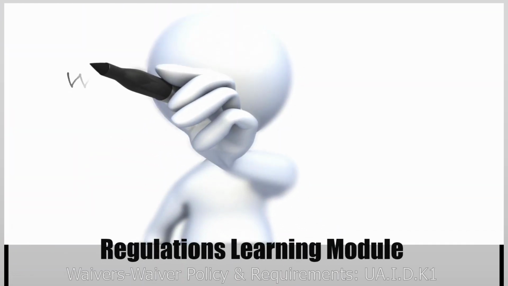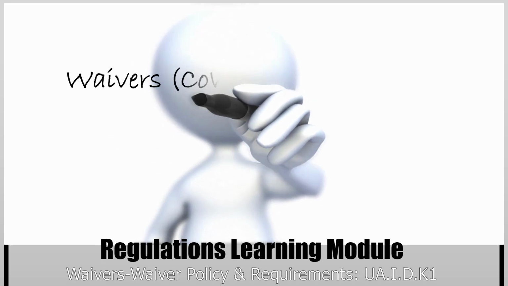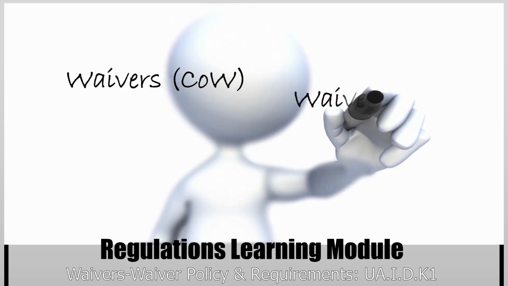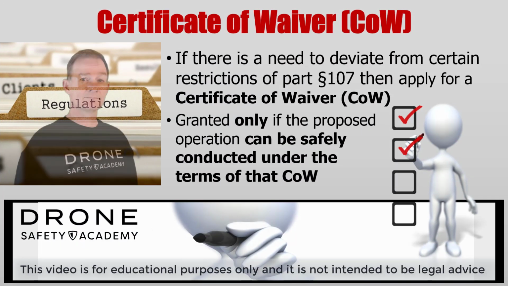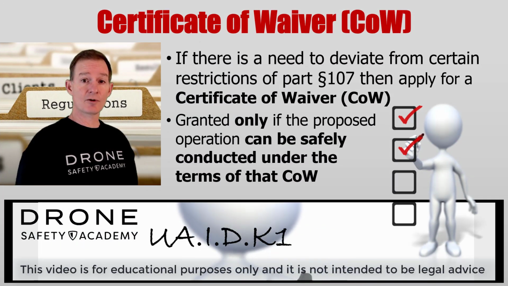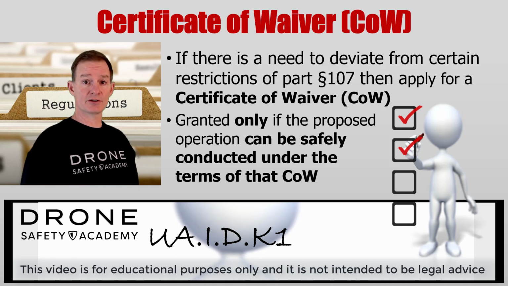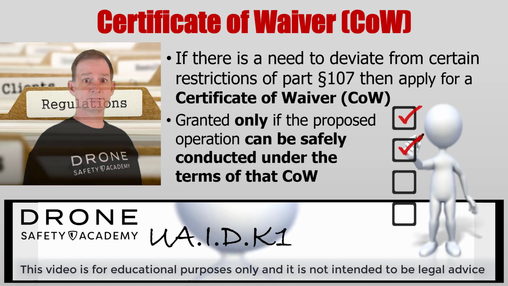Welcome back. In this short section, we'll be talking about Certificate of Waivers and the different waiver types. If there's a need to deviate from the rules and regulations of Part 107, you'll need to fill out a Certificate of Waiver. These are only granted if the proposed operation can be conducted under the terms of the Certificate of Waiver.